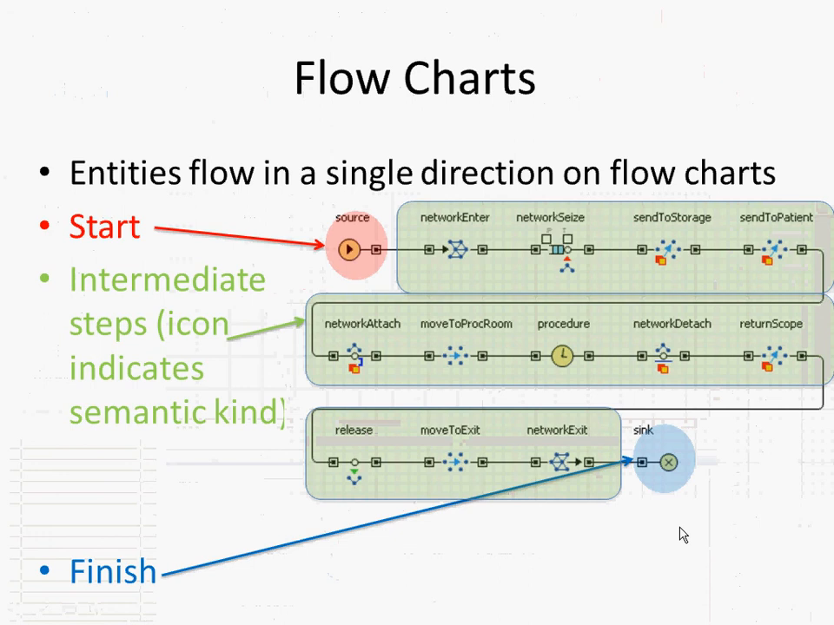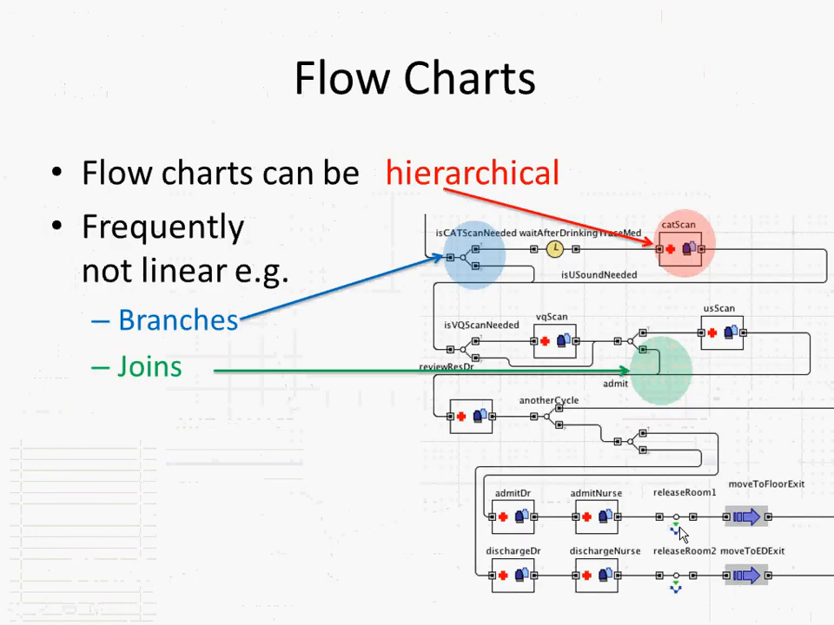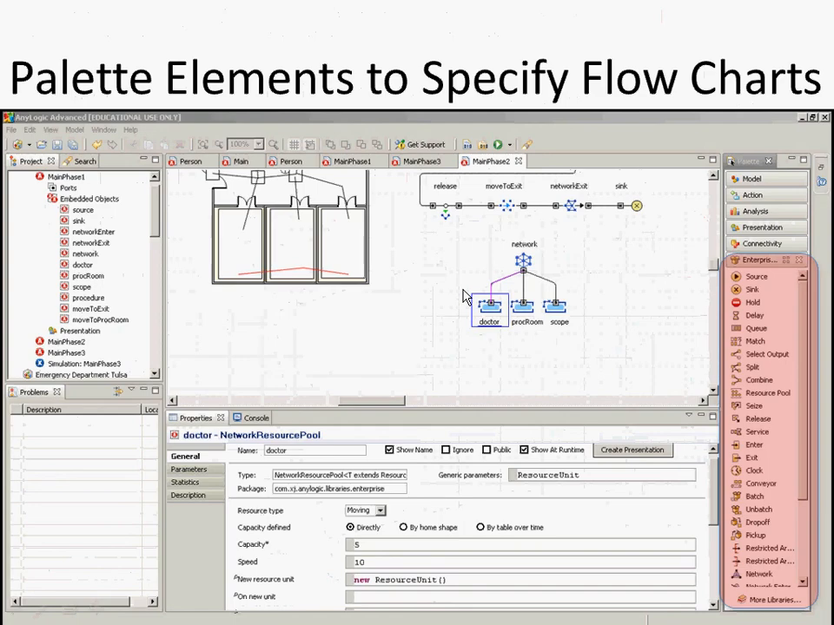Okay. So flowcharts can be hierarchical. This whole area here can be expanded into a flow associated with CAT scans, for example. And they're frequently nonlinear. We saw that early on, but they can have branches. And those branches, sometimes they go one way, sometimes they go another, based on some condition. Okay? Okay, so over here in the palette, in AnyLogic, I think it's in the enterprise library, you'll find various types of operators associated with this sort of modeling. Okay, and we'll illustrate some of the main ones here.